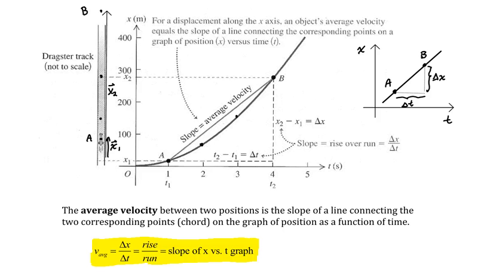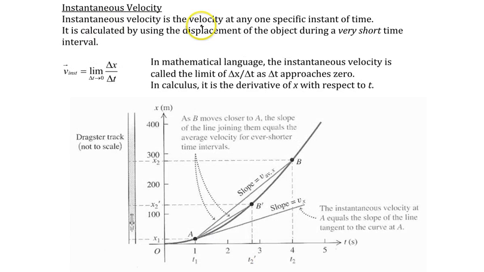Okay, let's go to the next page of your notes. So the instantaneous velocity is the velocity at that very instant in time.